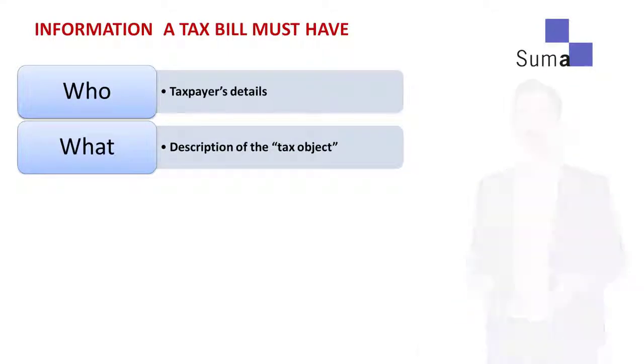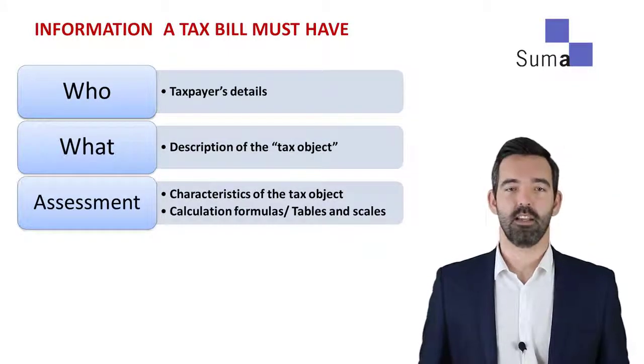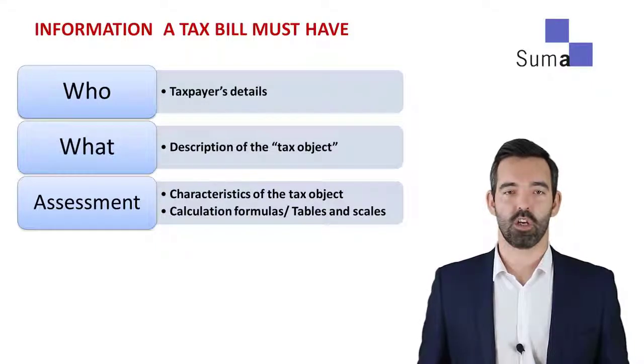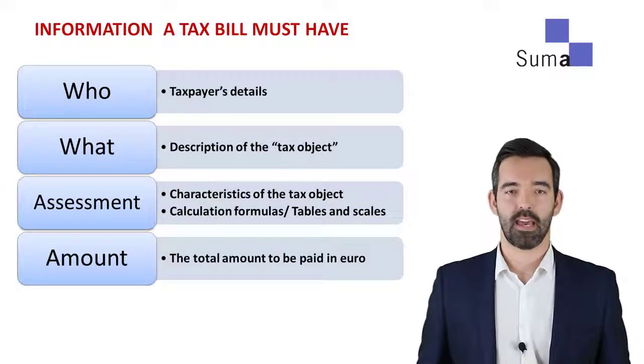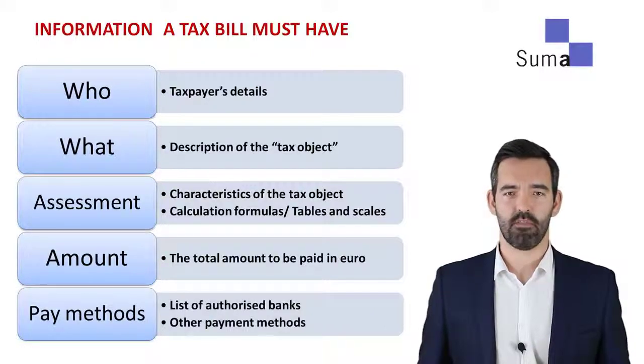How the amount to be paid is calculated, indicating the relevant characteristics for each type. For example, the power of the vehicle for the vehicle tax, the width of the no parking space for the corresponding charge. The amount to be paid and the date it is due. Payment methods including references and codes to be used in the different procedures.